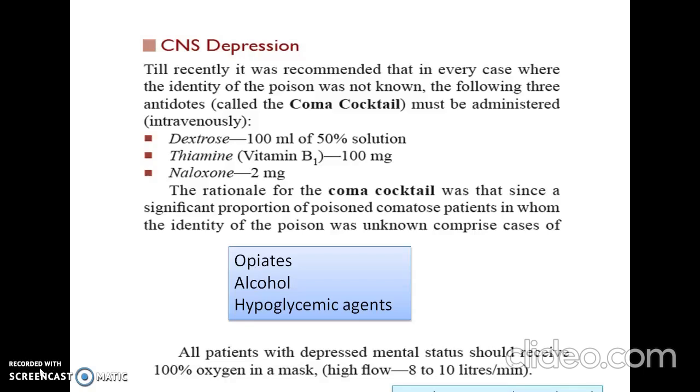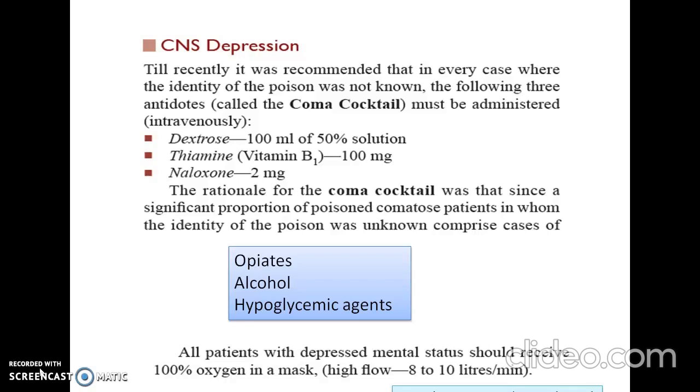Thiamine deficiency can be observed in many poisoning conditions, including alcohol. So this combination may serve to protect the person from many complications. In general it can be given, and even if the poison's nature is unknown, if such agents are given they are harmless and won't show any adverse effect in a person. So this combination is preferred until the nature of the poison is known.